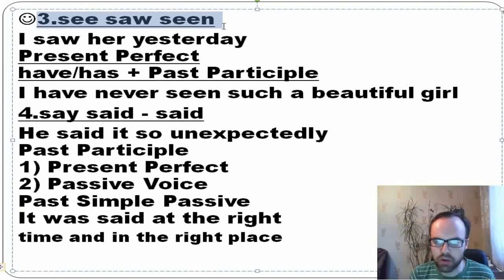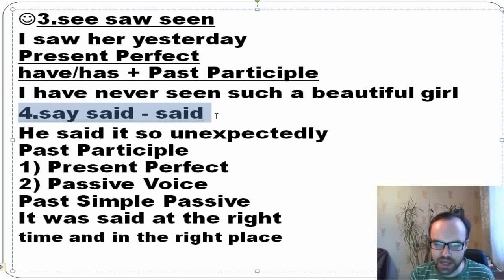See, saw, seen. I saw you yesterday. So yeah, and some examples with present perfect. How do we form present perfect? Have, has plus past participle. I have never seen such a beautiful girl.